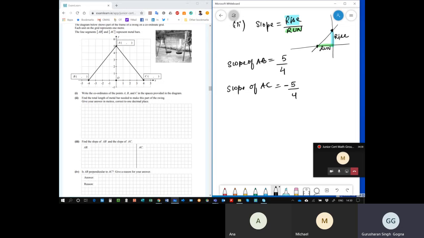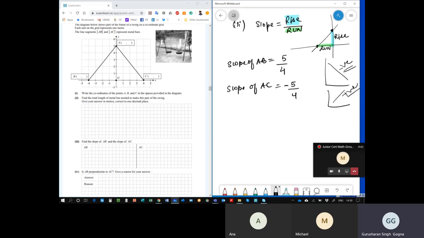Okay, so if the line is drawn like this, it has a negative slope. If it is drawn like that, it has a positive slope. Okay, so you find out the slope using rise over run, but you need to put a negative sign if it is declining. So that is the idea for this.